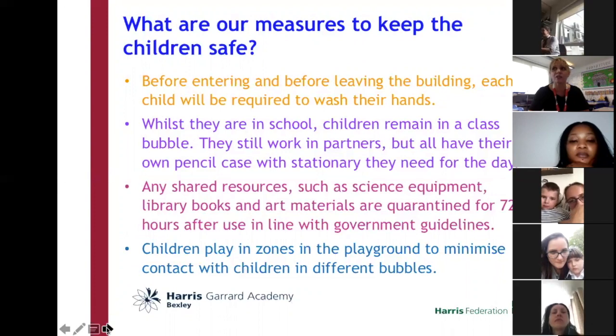So we are being really stringent on following these guidelines in order to keep everyone, adults and children, safe. At playtime, the children go into zones where they've got an area to play in to minimise contact with other children, so they still stay in their own bubble at playtime.